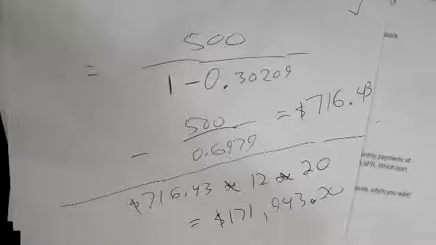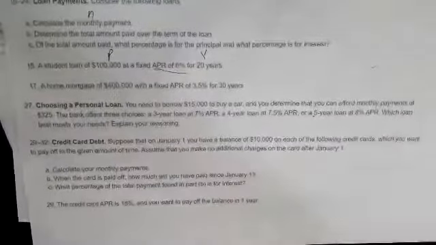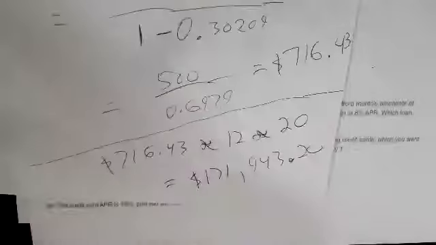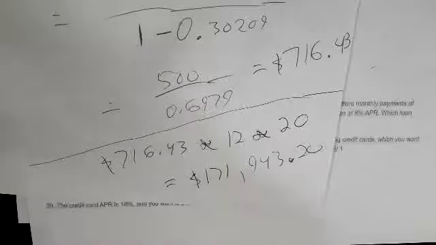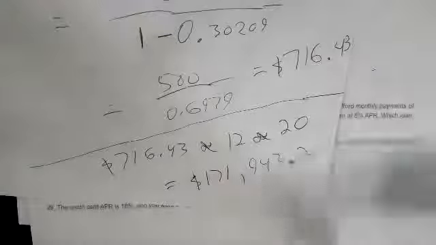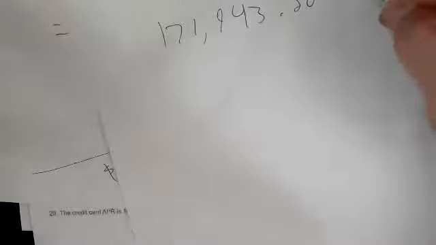Now they're probably going to ask us something about principal and interest, right? They're probably going to make us divide this up or something. Let's see. Of the total amount paid, what percentage is for principal and what percentage is interest? There you go. These problems become a little predictable after some amount of time usually. So we have 171,943.20, total amount paid.